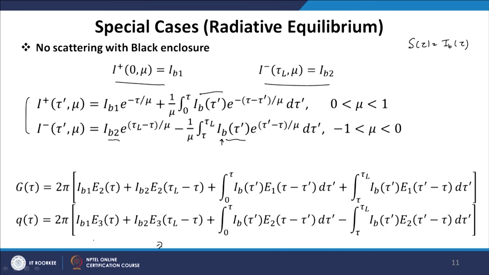So, the heat flux is simply equal to IB1 times the third order exponential integral at tau, minus IB2 times the third order exponential integral at tau L minus tau, and then integration from 0 to tau of black body intensity multiplied by the second order exponential integral, minus the black body intensity and second order exponential integrals. And this problem now is very simple. Of course, if you do not know the quantities like temperature, then it becomes difficult to solve by hand, but you can easily program them.